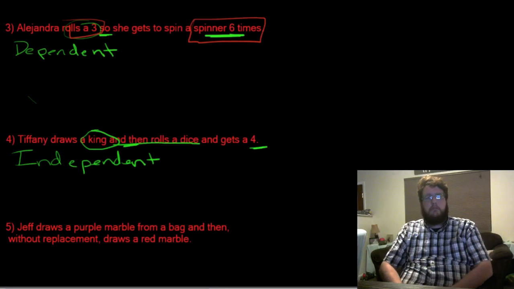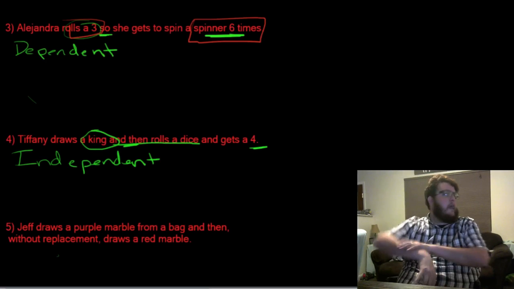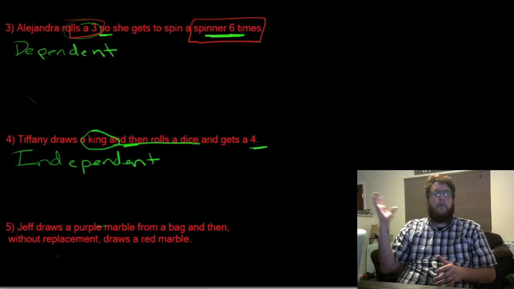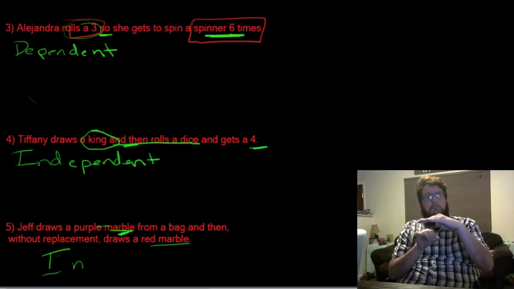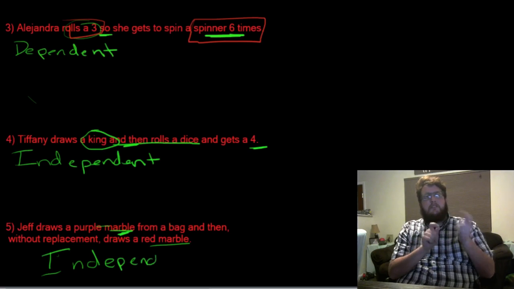Alright, moving on. Jeff draws a purple marble from her bag, and then without replacement draws a red marble from her bag. Well, we know that the probability from drawing a purple marble is going to be affected the next time he goes to draw a red marble. So we know that this is dependent.